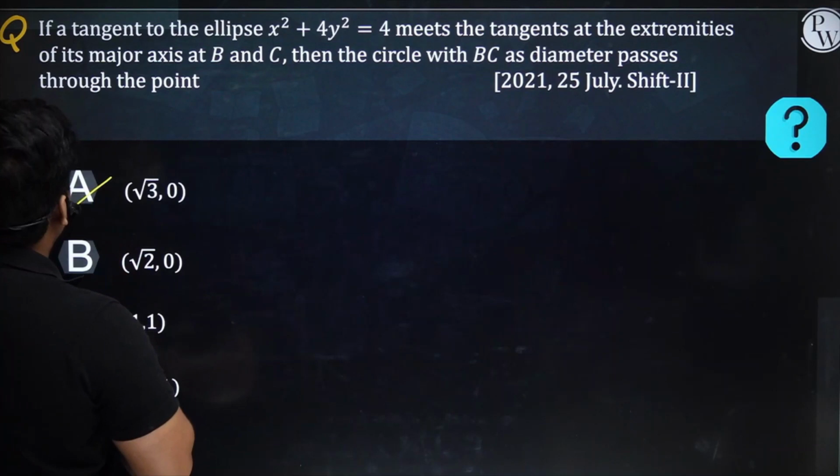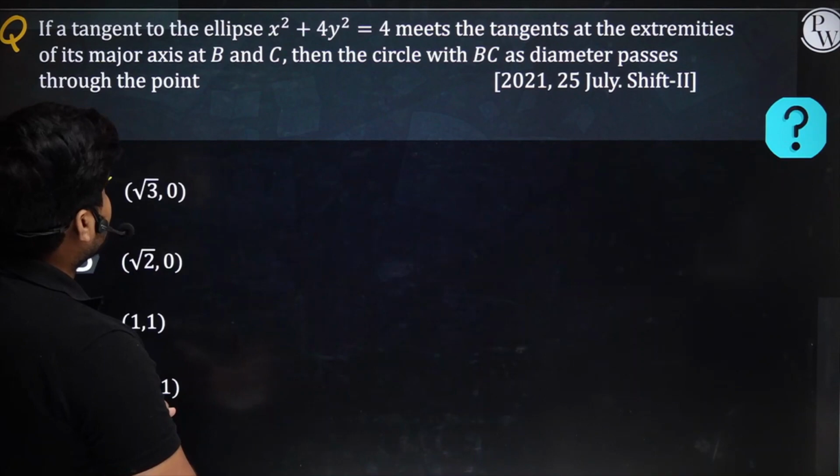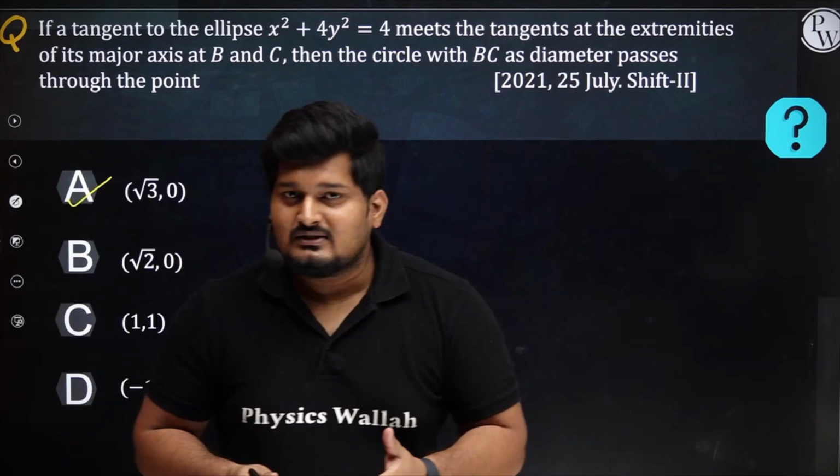Okay. So if a tangent to the ellipse meets the tangents at the extremities of its major axis at B and C, then the circle with BC as diameter... Guys, this is what I was telling you. This question is asked in JEE Main. This is a direct property.